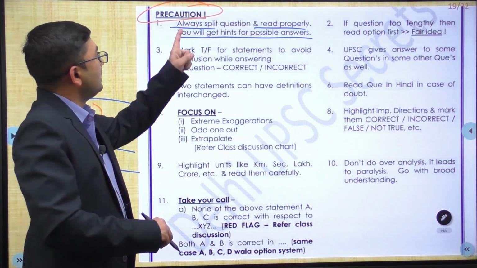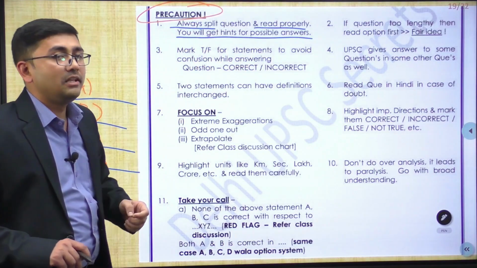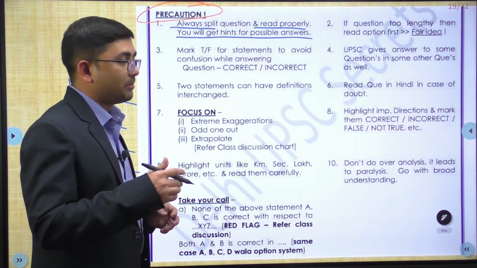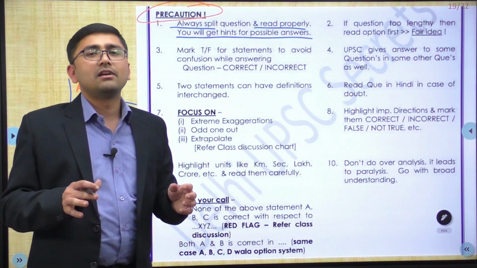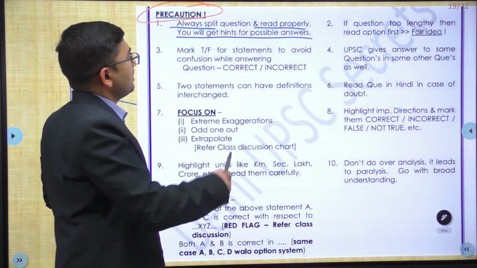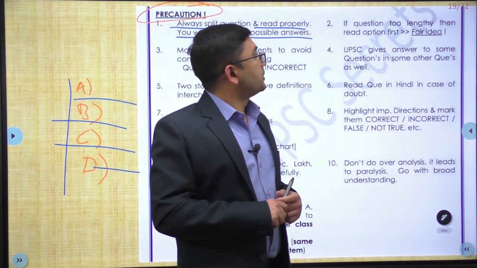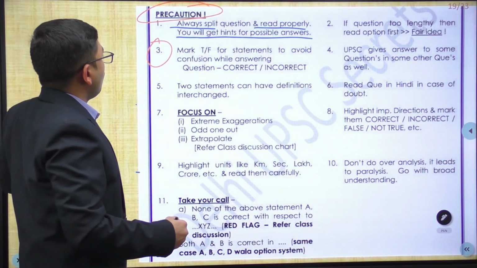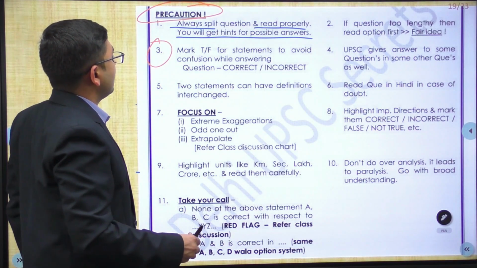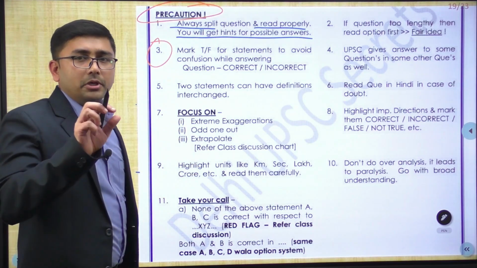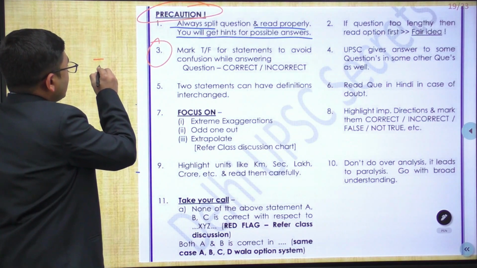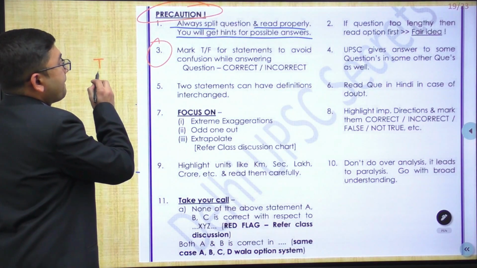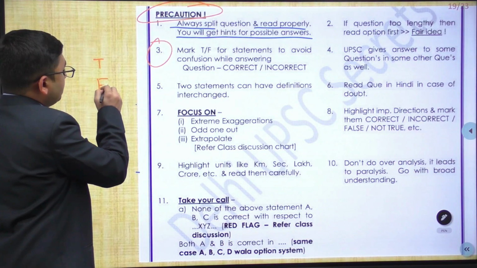It will be possible only when you split that question and read it properly. If you infer that question appropriately, then you will give right answers. Otherwise, if you are not getting what the question says, how can you expect right answers? The second statement says that if the question is too lengthy, then read the options first. The third statement says to mark true or false on statements to avoid confusion while answering. Whenever the question says correct or incorrect, you can mark true or false in front of that statement.